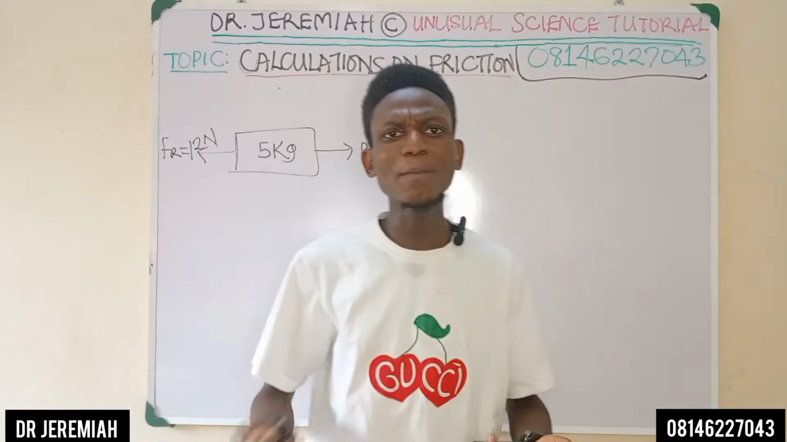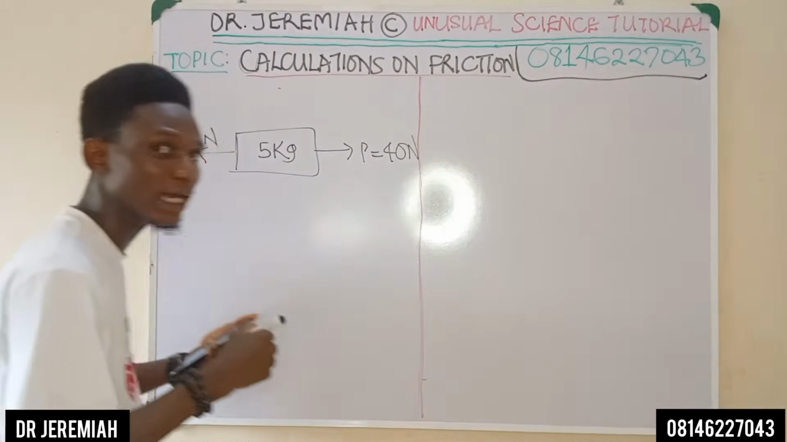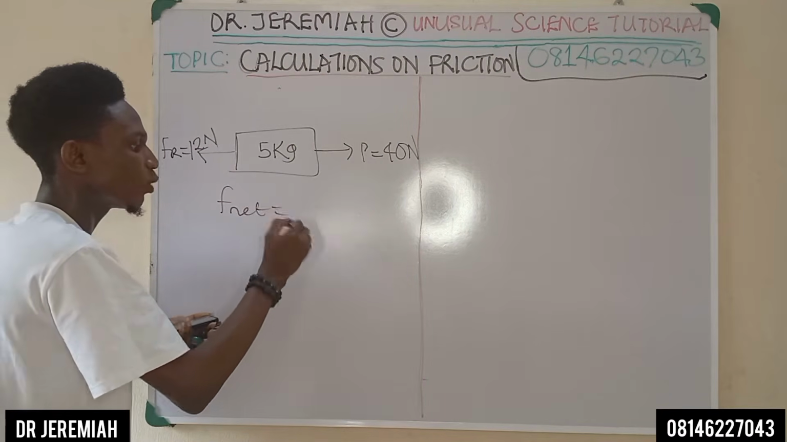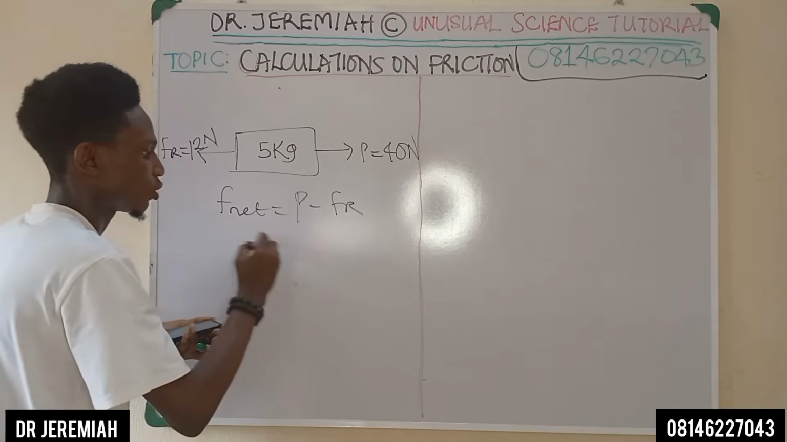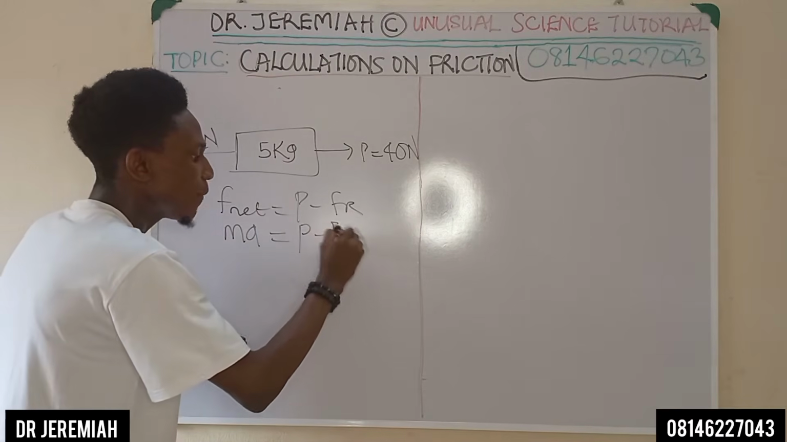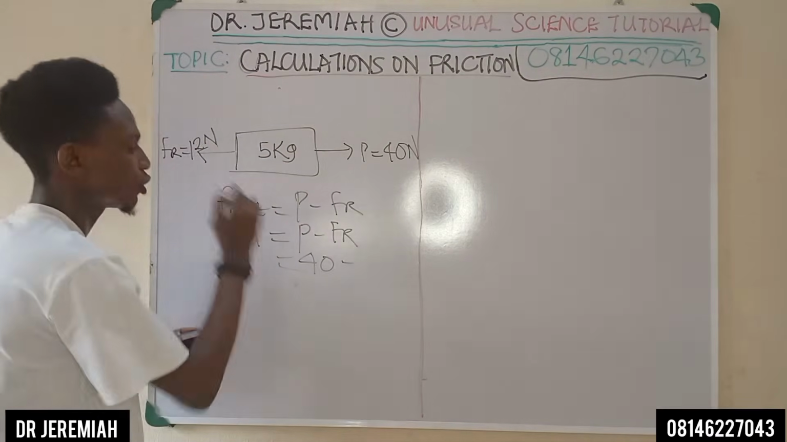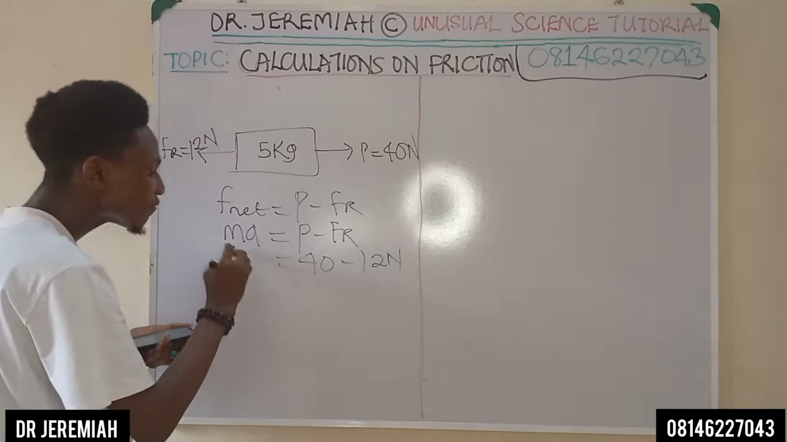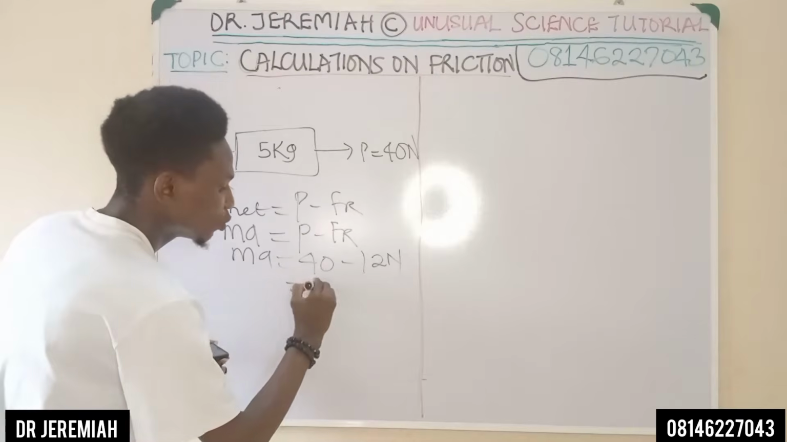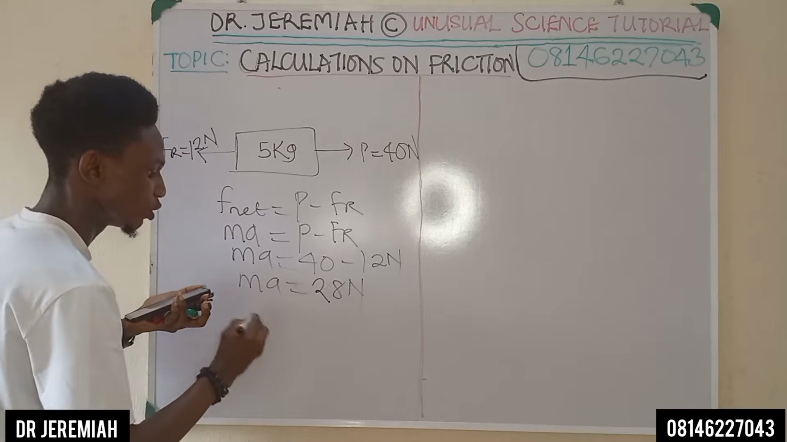Why am I calculating acceleration? Some people don't know the net force formula I gave you earlier. So what's the simple thing to do now? Your net force equals pulling force minus frictional force. And your net force equals mass times acceleration, which equals pulling force minus frictional force. Now, what is the pulling force? 40 Newtons. And what is the frictional force? 12 Newtons. So you have mass times acceleration equals 40 minus 12, which gives 28 Newtons.